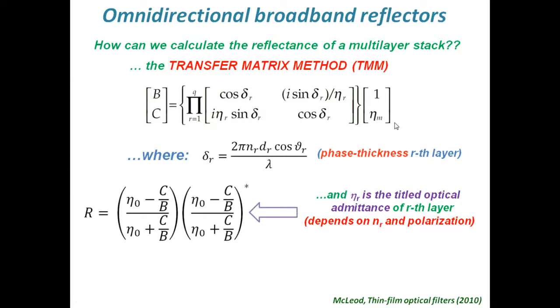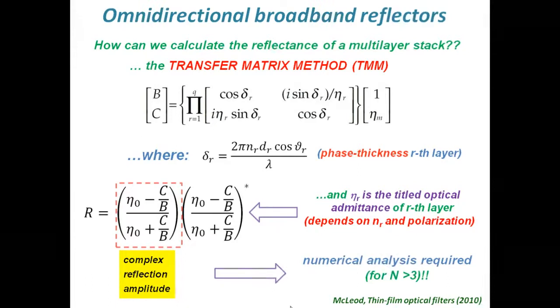So it can be shown that the reflectance R is the complex amplitude times its conjugate, so we have a real quantity, the reflectance. Here eta 0 is the admittance of the vacuum, and B and C are given by this product. We require a numerical analysis for 3 or even more layers. With 2 layers it's somewhat complicated; when we are managing 33, 40 layers, an analytical approach should be avoided and it should be treated with a numerical analysis.